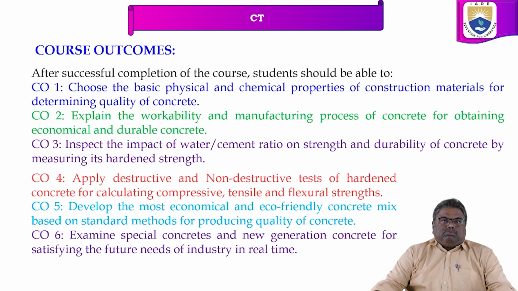So let's come to the course outcomes. Once the student successfully completes this course, he should be able to choose the basic physical and chemical properties of construction materials for determining the quality of concrete. The second one: explain the workability and manufacturing process of concrete, obtaining economical and durable concrete. And the third course outcome: inspect the impact of water cement ratio on strength and durability of the concrete by measuring its hardened strength.